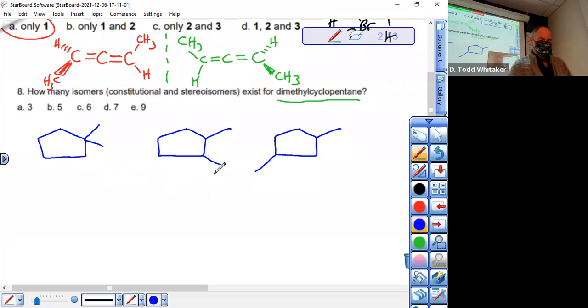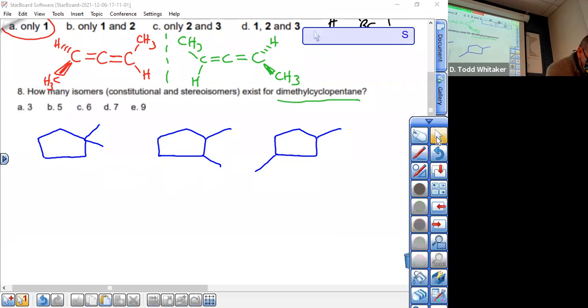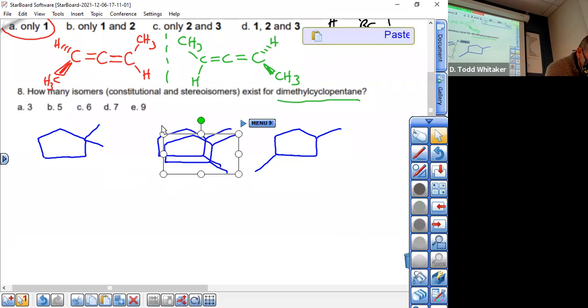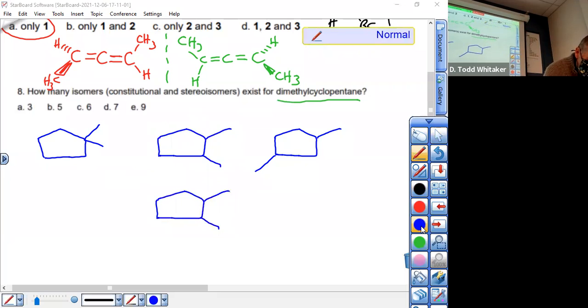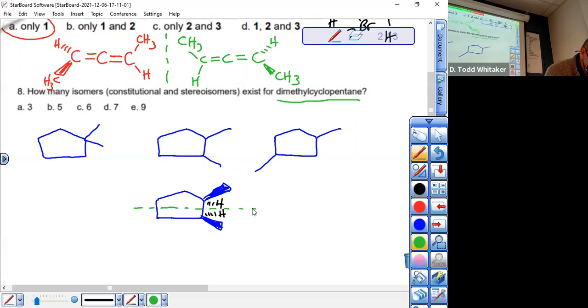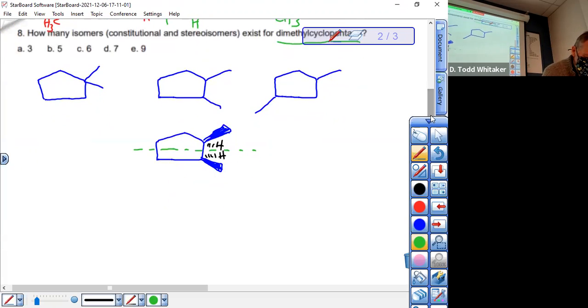How many of this one? Well, you have the wedge of it. And don't even bother trying to draw an enantiomer, because this one is clearly, I hope you see, meso. It has a mirror plane in the molecule. So this is the only cis version of this molecule. There are 2 trans.